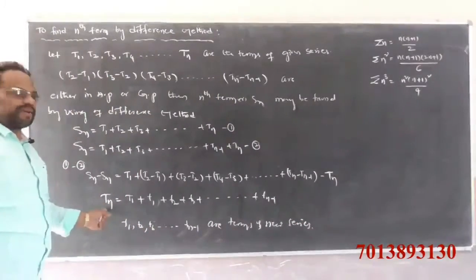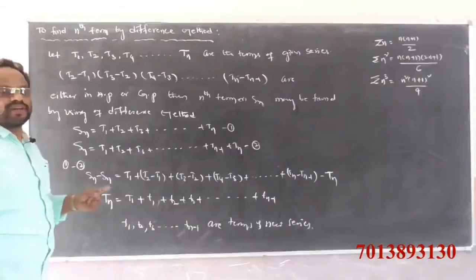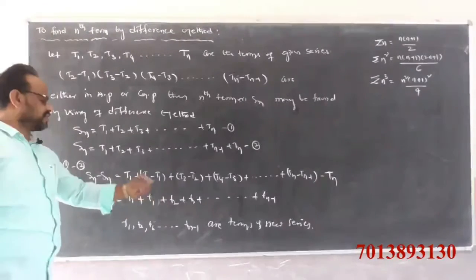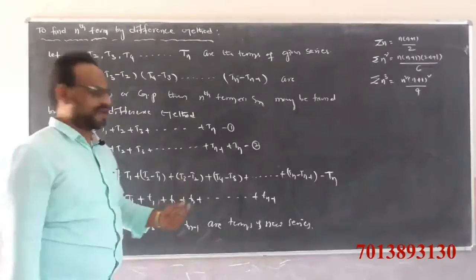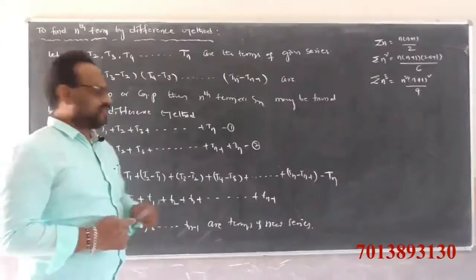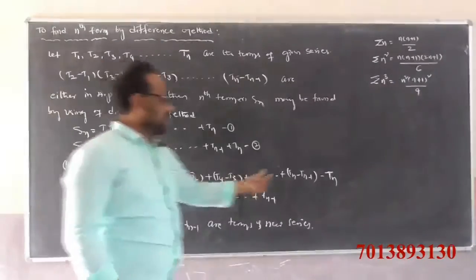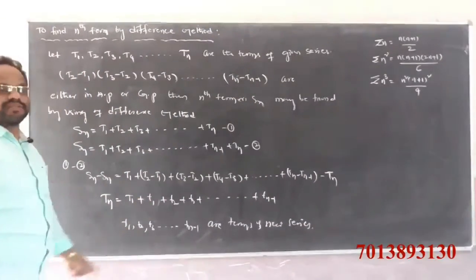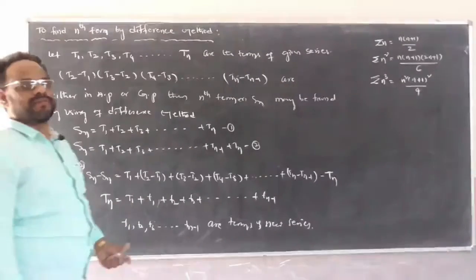So how to find Tn, the nth term, by using the difference method? Sn minus Sn, we get T1 plus small t1 plus t2 plus t3 and so on up to Tn minus 1, which are terms of the new series or new sequence. Then we easily find Sn minus Sn is 0. Minus Tn, if you transpose here, we get plus Tn. This is the difference method to find the nth term.